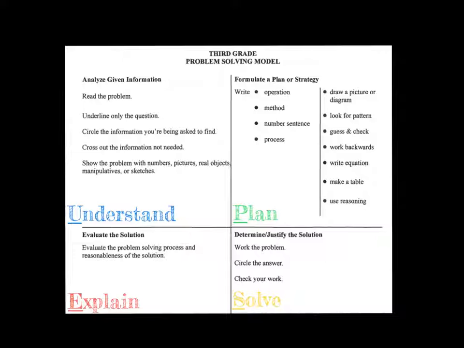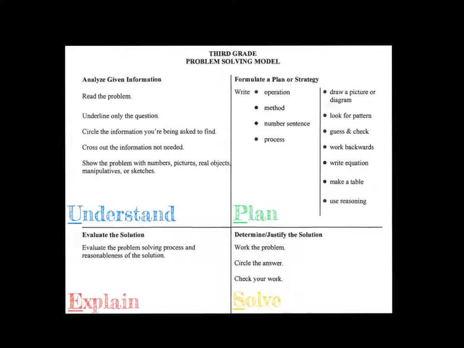Then we get to our plan strategy. This is when we're going to write down our operation. Are we adding, subtracting, multiplying, or dividing? What's our method? Are we going to find the difference? Are we going to find the sum? We're going to write a number sentence. So if we're doing 5 minus 3, we're going to say 5 minus 3 equals blank.